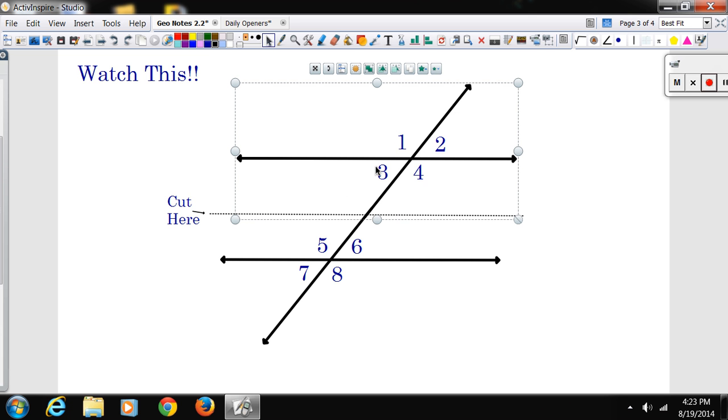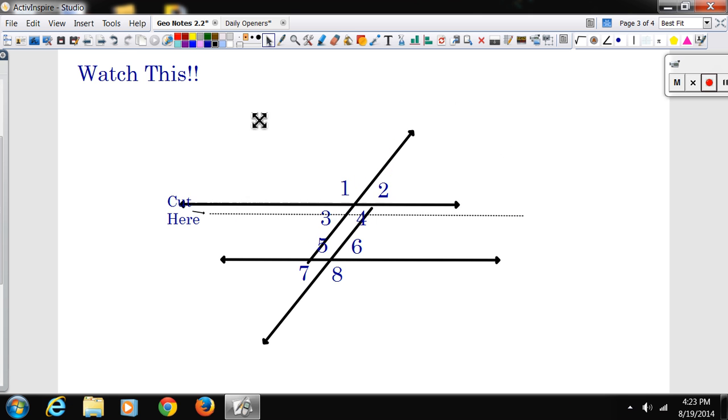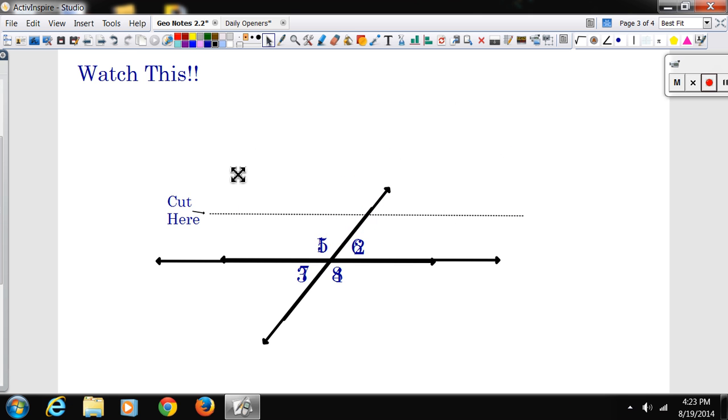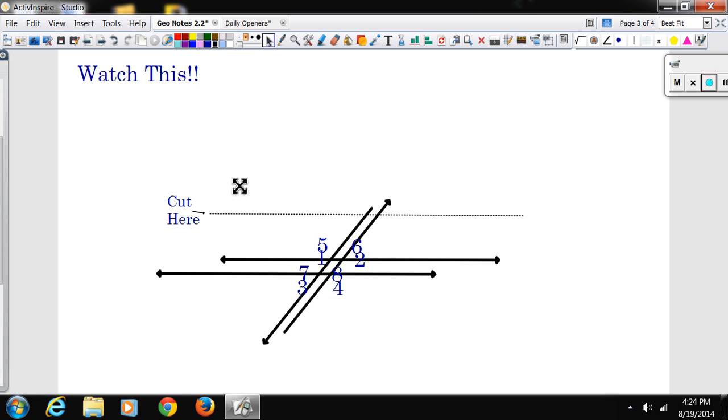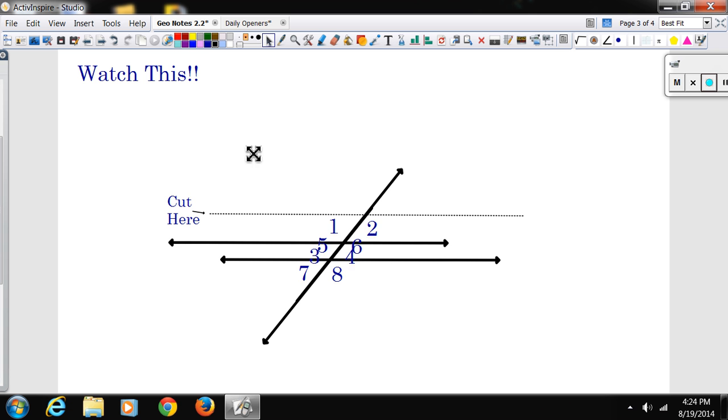If I was to take this group of angles and move it down on top of this group of angles, notice that they're exactly the same in the same position. Like 1 and 5 are equal. 2 and 6 are equal. 3 and 7 are exactly the same. 4 and 8 right on top of each other. Those are the corresponding angles.